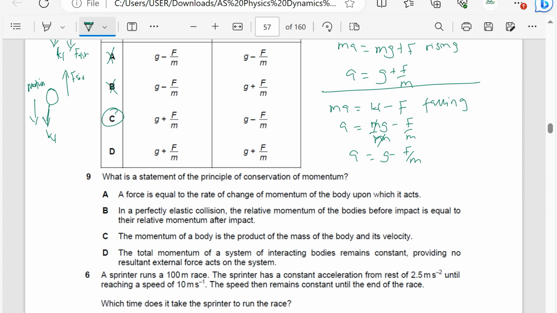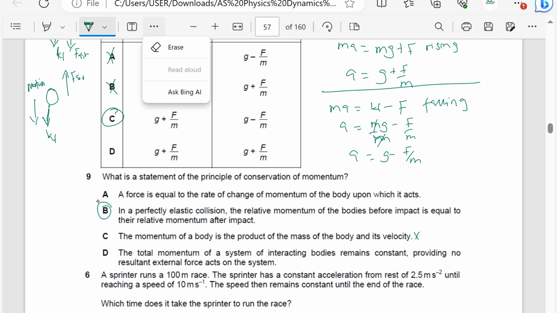What is the statement of the principle of conservation of momentum? Remember, for conservation of momentum, for a system of interacting bodies that is isolated, the total momentum is always constant. So the answer here is going to be B. In a perfectly elastic collision, the relative momentum of bodies before impact is equal to the relative momentum after impact. I think that is B. Let me check C. The momentum of a body is the product of mass and velocity. That is not a conservation of momentum. Total momentum of a system of interacting bodies remains constant provided no resultant external force acts on the system.